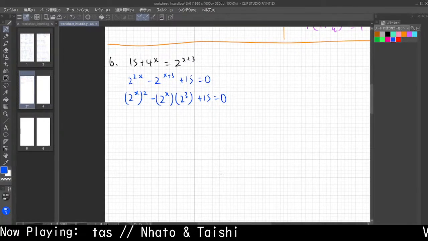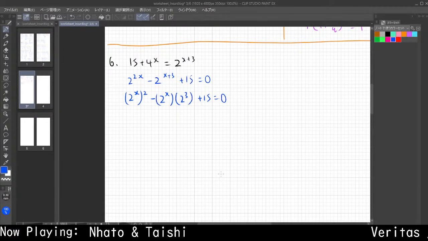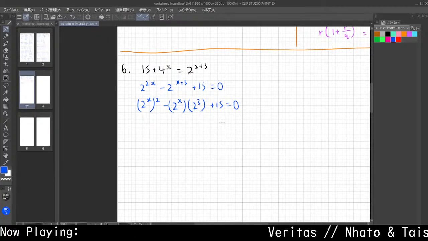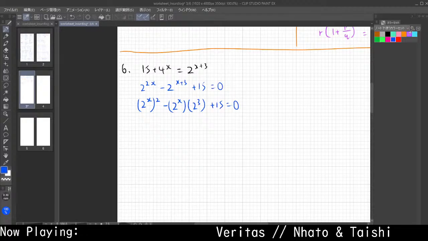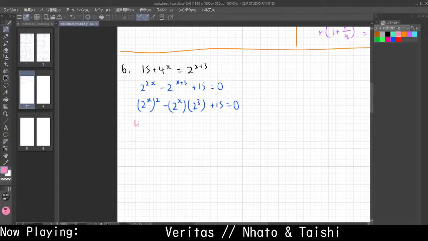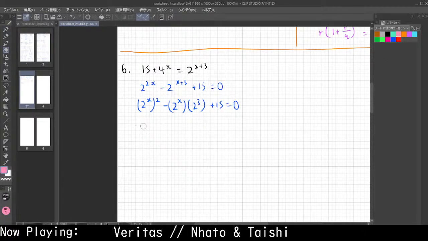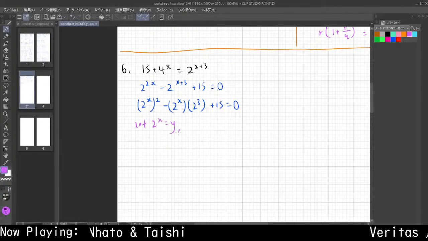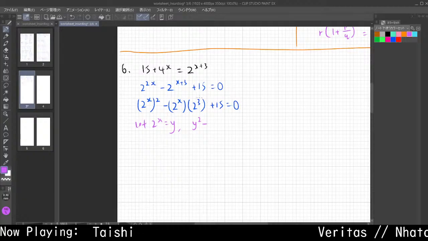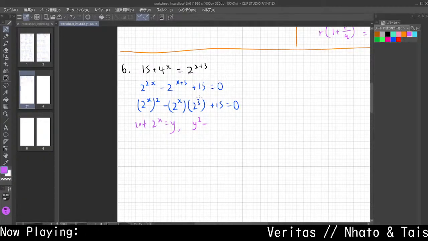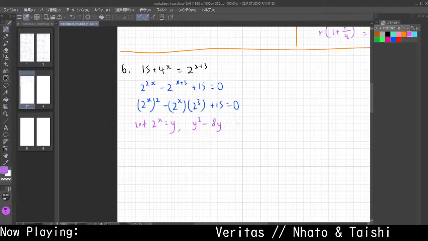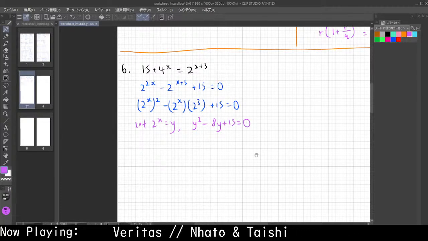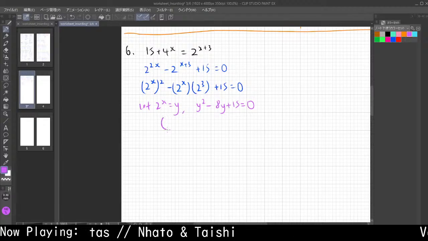So we continue. See, this is again another quadratic. So let me just change colors. I think it's purple. So let 2 to the x equal y. You will get y squared minus 2 to the power of 3, which is 8, y plus 15 equals 0. You should remember this by now. It should be instinct. If you go through enough questions, this should be instinct for you already.